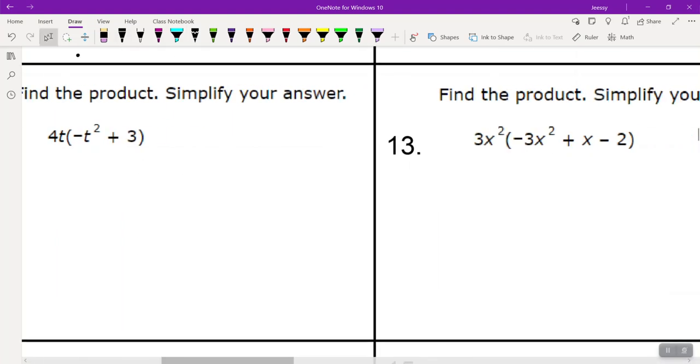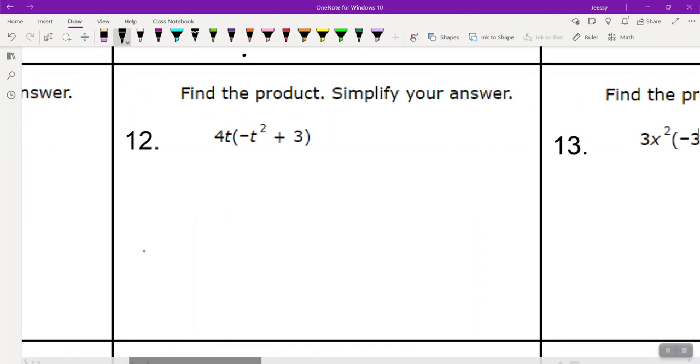All right, we're using the same concept here. Now we're going to have 4t times -t squared. So start with the coefficients. What is 4 times a -1? Louder. -4. And now you see this single t? What's the exponent on the single t? On this one is 1, right? On this one is 2. So what is t times t squared? T to the third. You have to add the exponents, 1 plus 2.